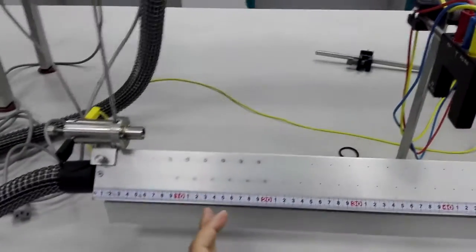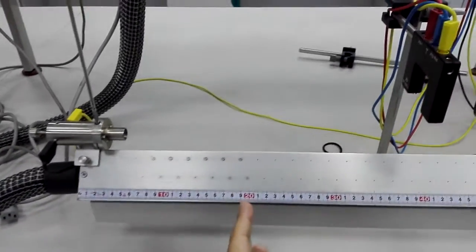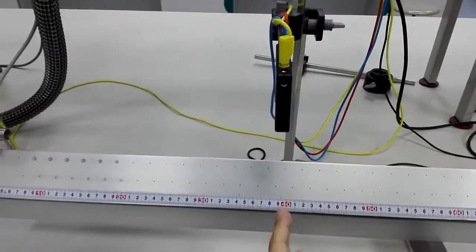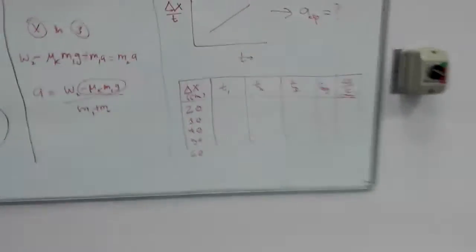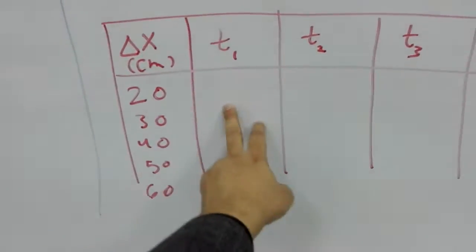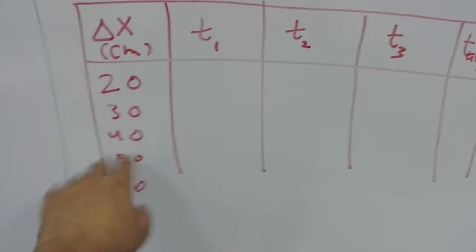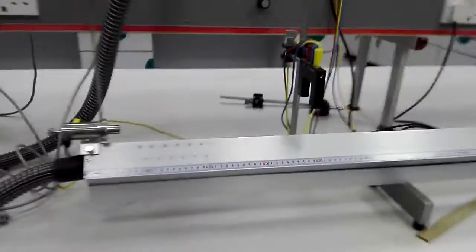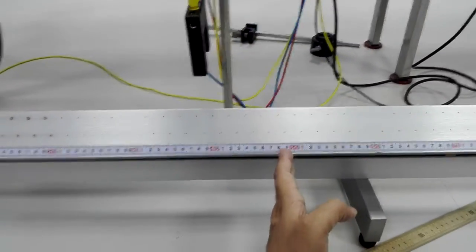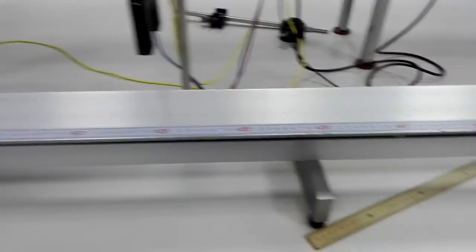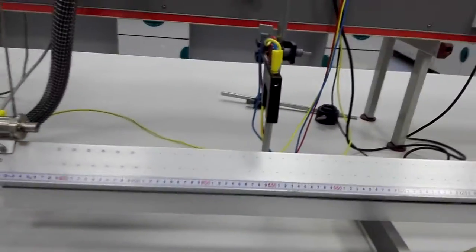So it took the mass 0.849 seconds to cover 20 centimeters of distance. That's your delta x, 20 centimeters, and T1 will be 0.849 seconds. Then you will take 3 readings for this distance, and then for 30 centimeters, 40, 50 and 60. You just have to move this 10 centimeters to take a reading for 30, and so on. So that's it for the experiment.